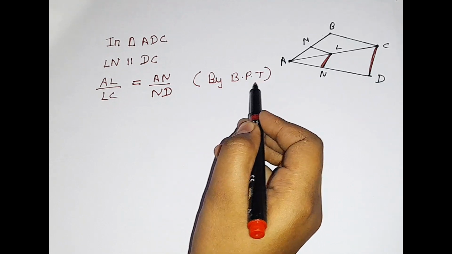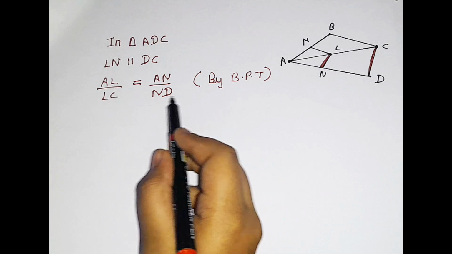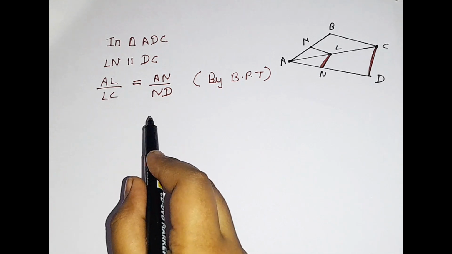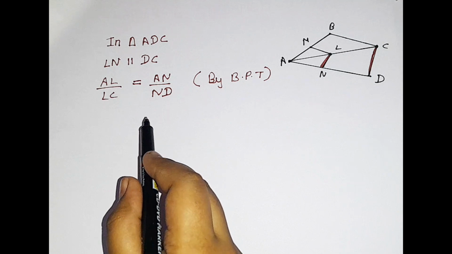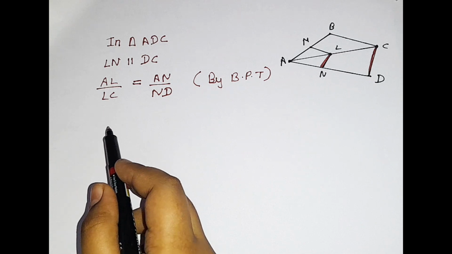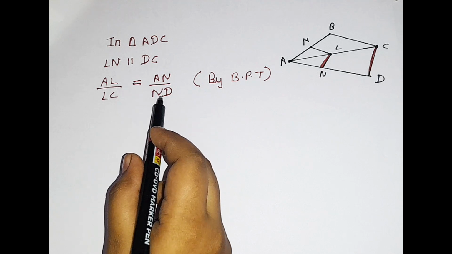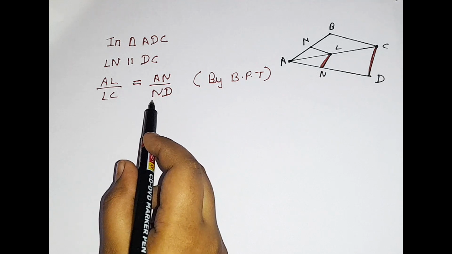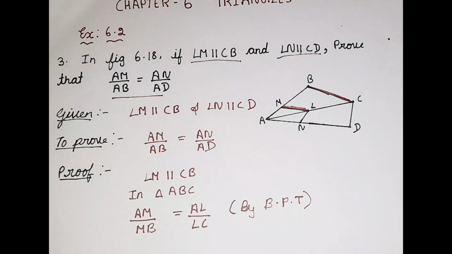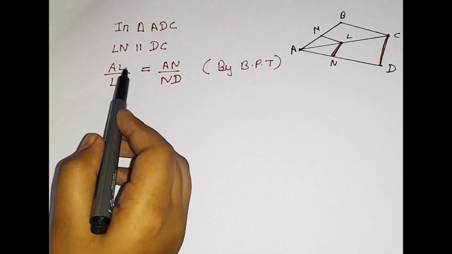Now we got two conditions, am I right? By using the basic proportionality theorem we got something like this. In the previous one also we got something like this. When you compare the previous one and this one, something is similar. What is that? Here we have AL by LC equal to AN by ND. When you look at the previous one, let me show that. Here also we have AL by LC.